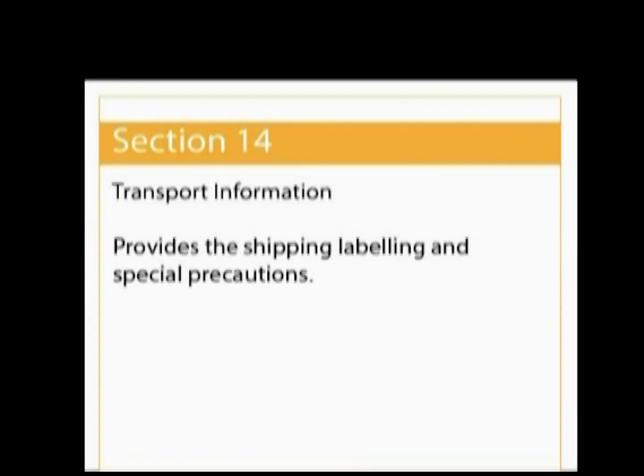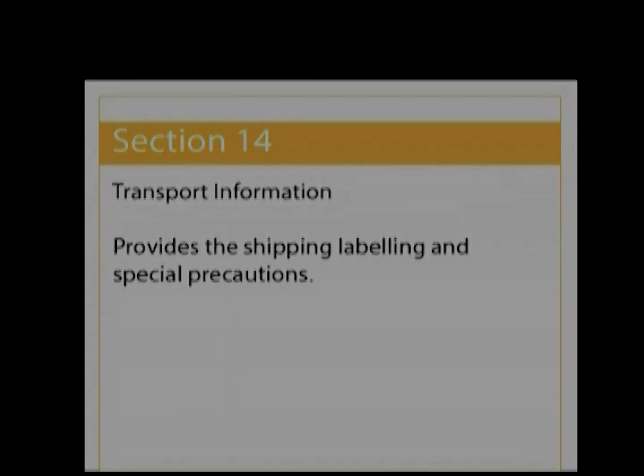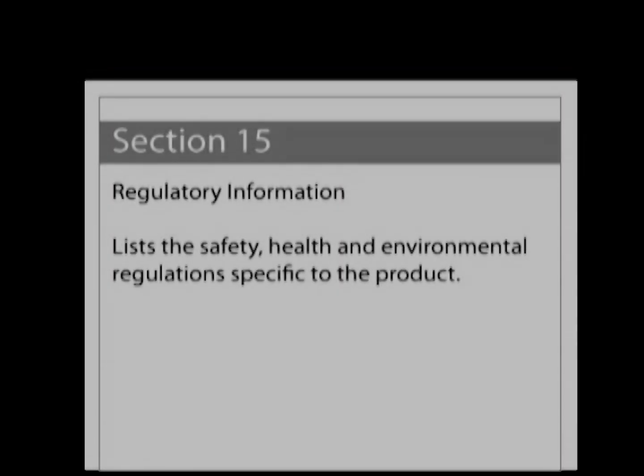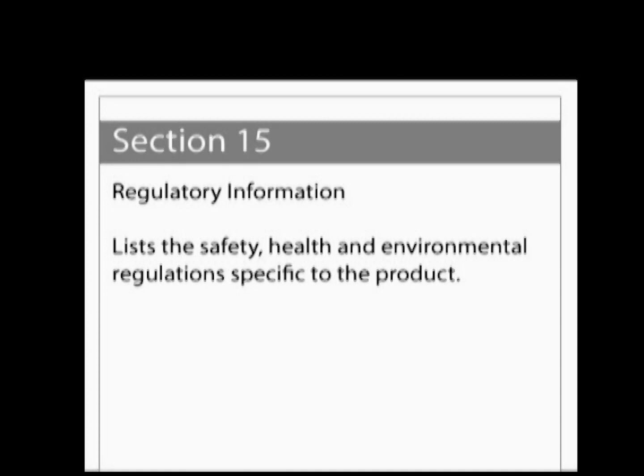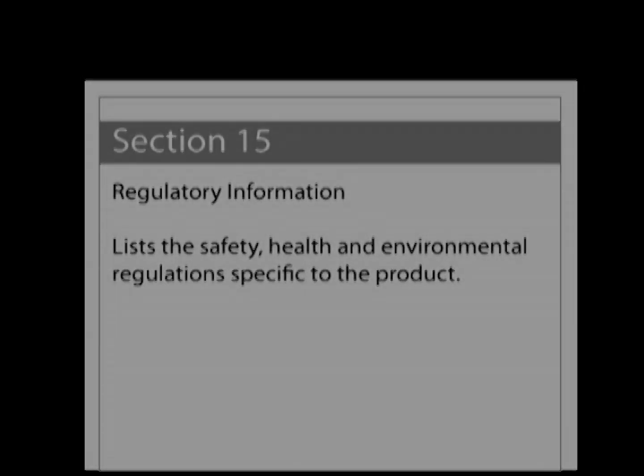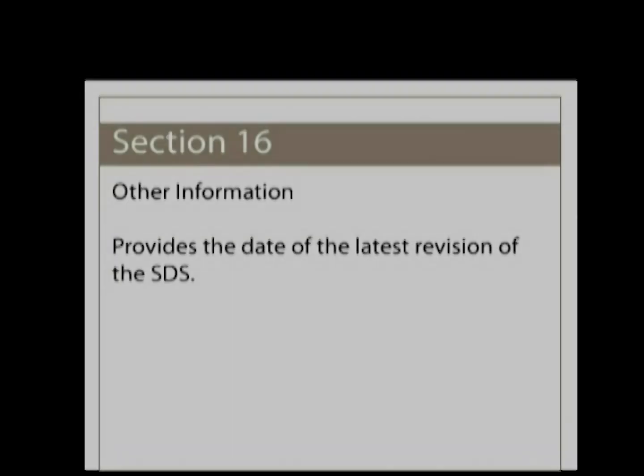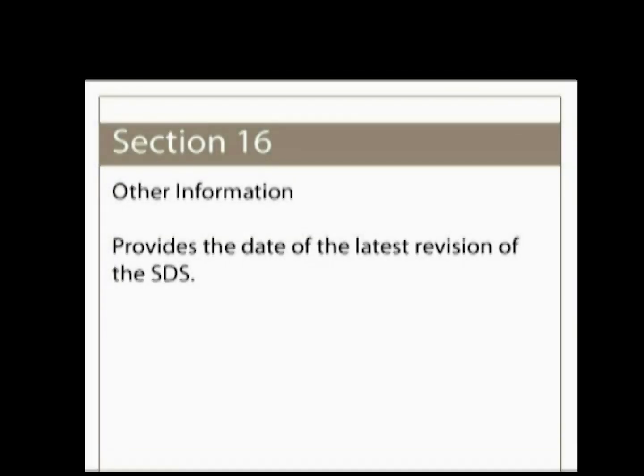Section 14, Transport Information, provides the shipping, labeling, and special precautions. Section 15, Regulatory Information, lists the safety, health, and environmental regulations specific to the product. Section 16, Other Information, provides the date of the latest revision of the SDS.